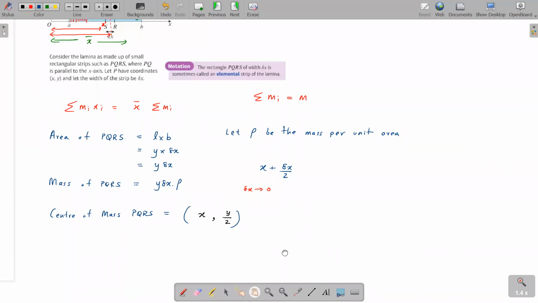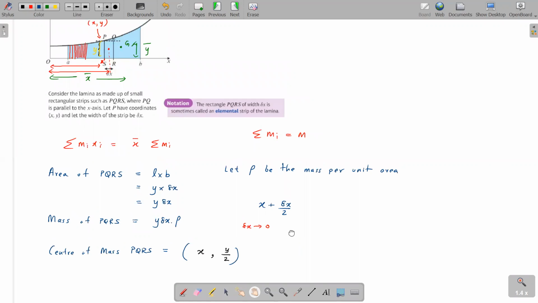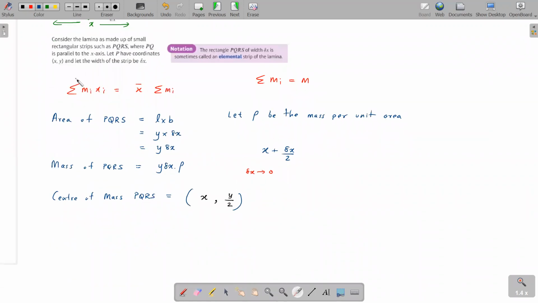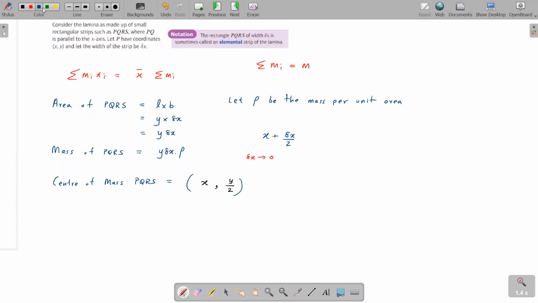All right, guys, so everything is ready now. So now we have to use our M2 equation. So what's the equation? You multiply the mass of each rectangle with its own center of mass, and you take the sum of all the rectangles, right? So let's take the rectangle that we know. The first rectangle, or any rectangle basically, has a mass of y delta x times rho.